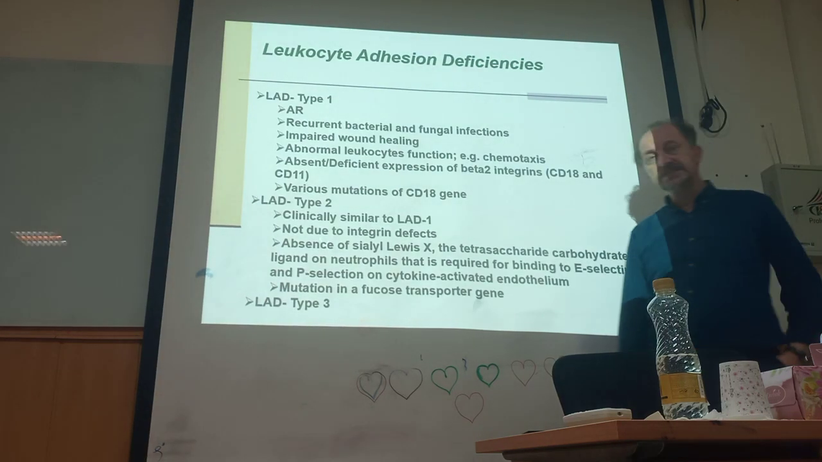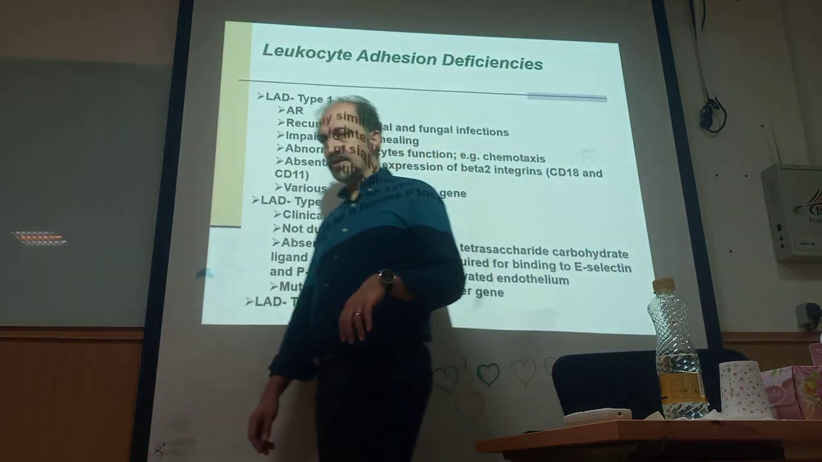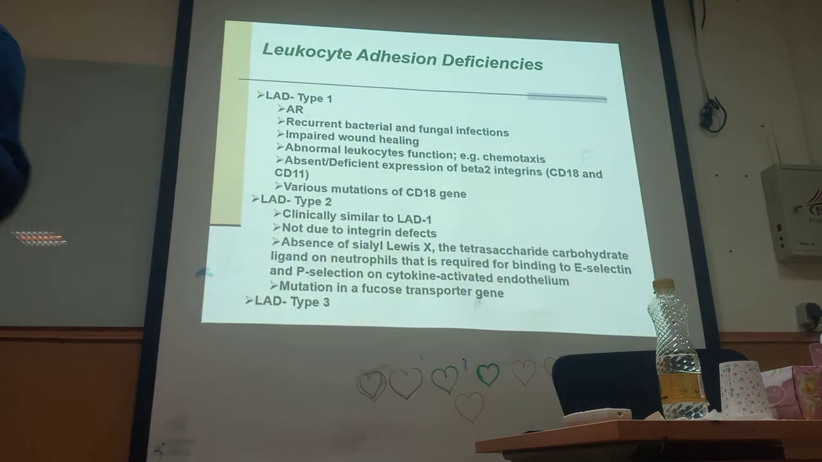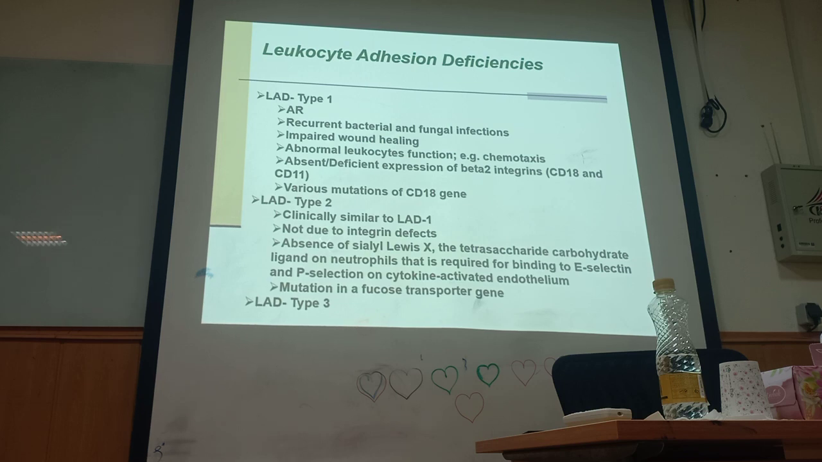The second disease is leukocyte adhesion deficiency. Please imagine that there are enough leukocytes in the circulation, but the leukocyte needs beta-2 integrin to move in the circulation. So if there is a beta-2 integrin defect, the leukocyte cannot move in the circulation. So if I have a lesion in my skin, what will happen? It cannot reach there. It cannot be healed. Okay? So they have impaired wound healing.